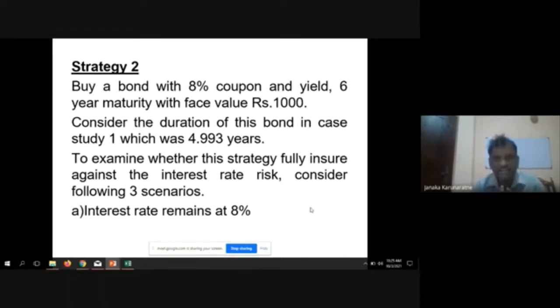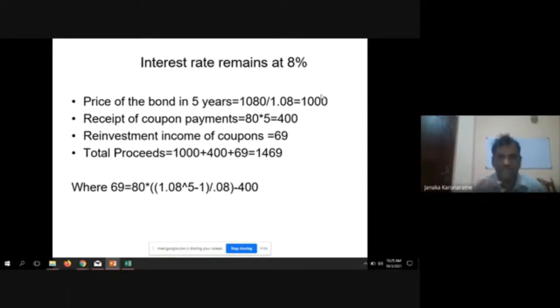Okay, let's say interest rate will not change. Once you buy this bond, there are 3 possibilities. The yield of this bond is 8%, so it may go up, may come down, or remain the same. Let's say it remains the same. If it remains the same, what would be the price of the bond in 5 years? So now we have to settle the investment in 5 years.